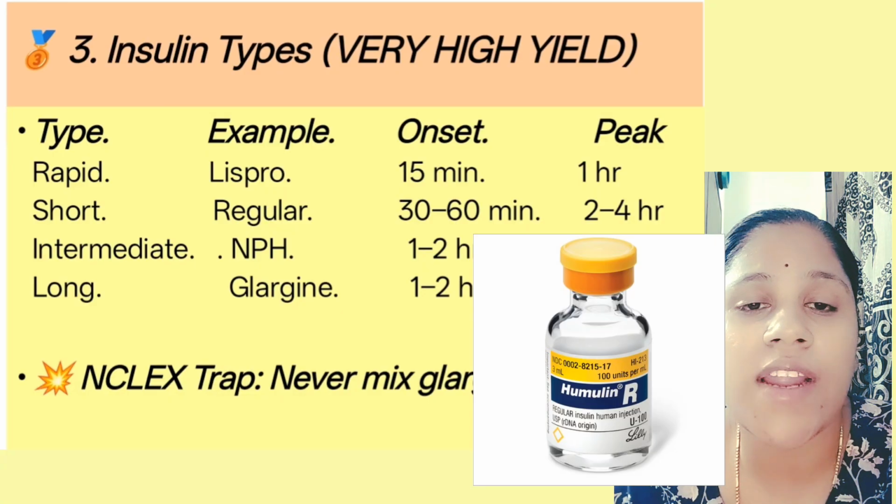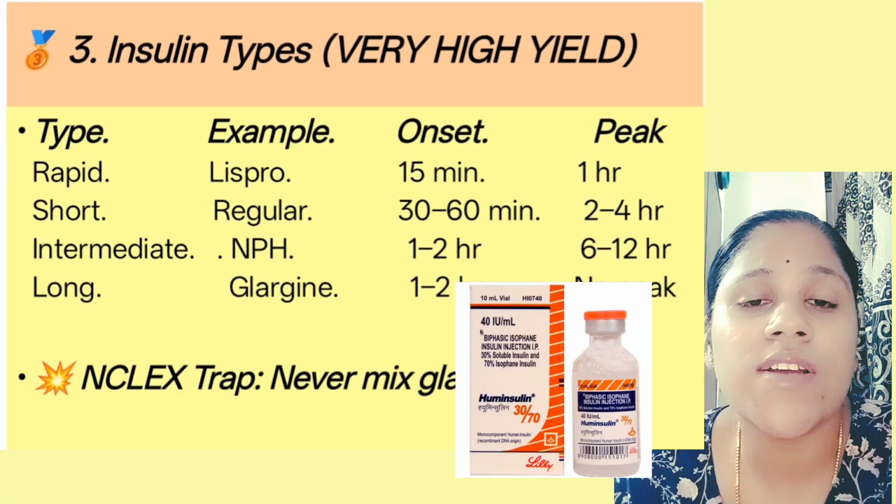And next one is short-acting insulin. Here an example is regular insulin, where the onset of action is 30 to 60 minutes and it peaks at 2 to 4 hours. Yes. Next one is intermediate insulin. Here the example is NPH. The onset of action is 1 to 2 hours and it peaks at 6 to 12 hours.